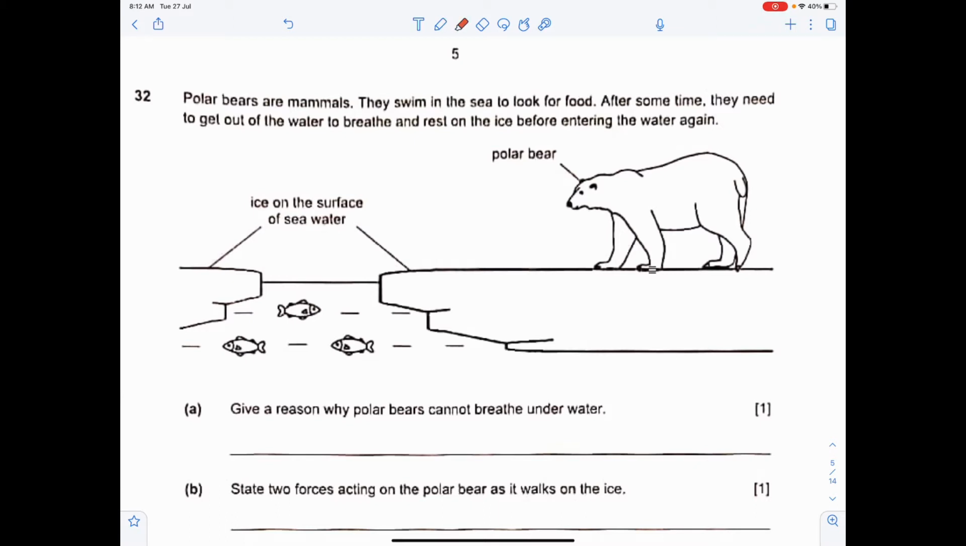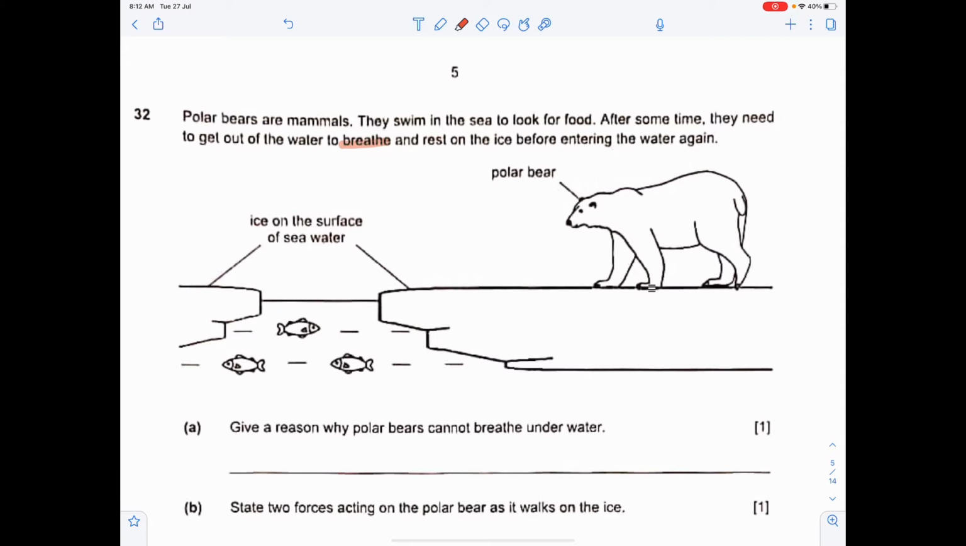Let's analyze the question first. Polar bears are mammals. They swim in the sea to look for food. After some time, they need to get out of the water to breathe and rest on the ice before entering the water again. So this topic, based on what I'm seeing, like breathe and mammals, could be an integration between classification, under diversity of animals, whereby you have different categories such as mammals, reptiles, fish, as well as respiration, the respiratory system.